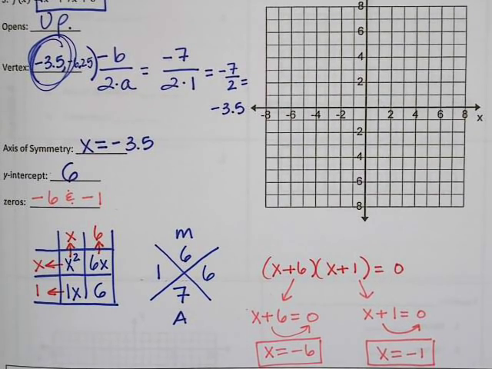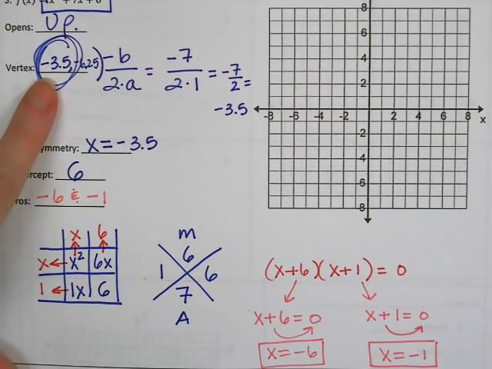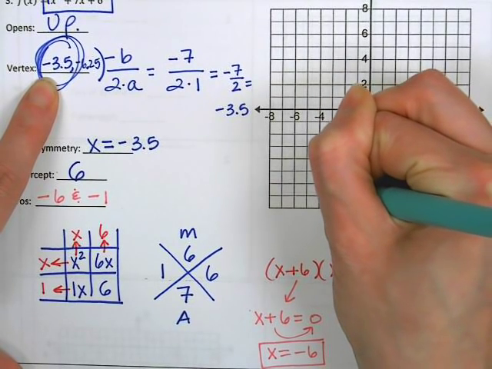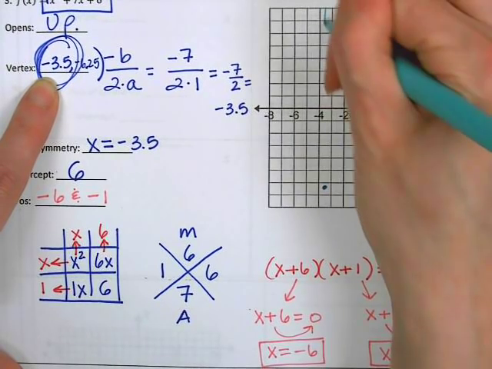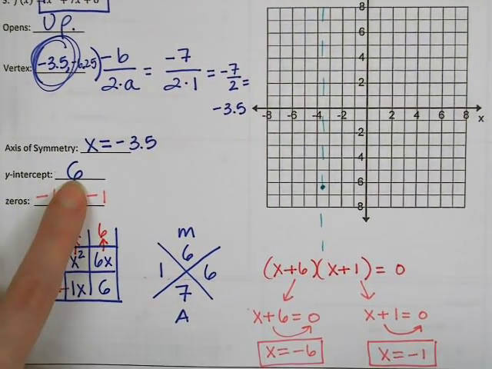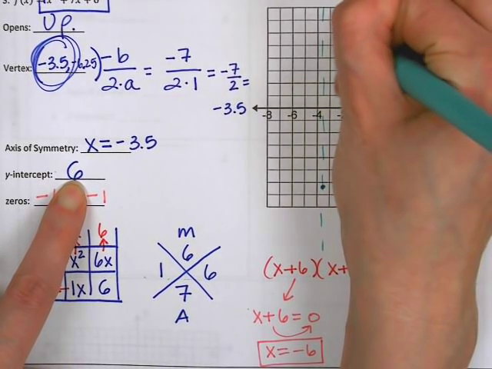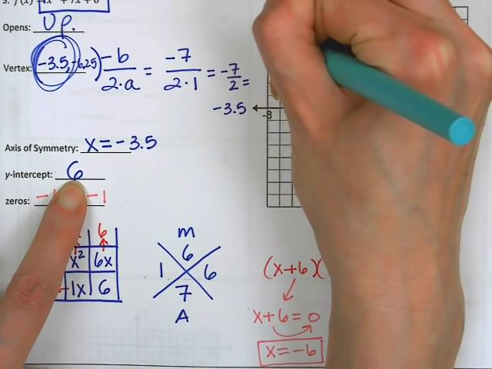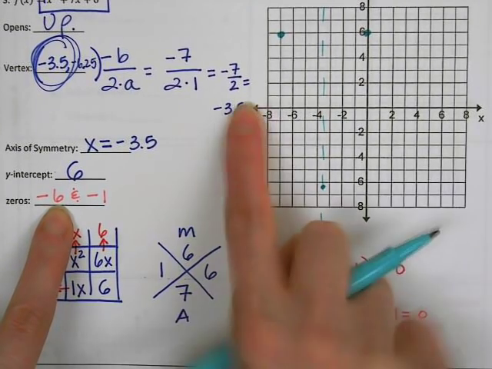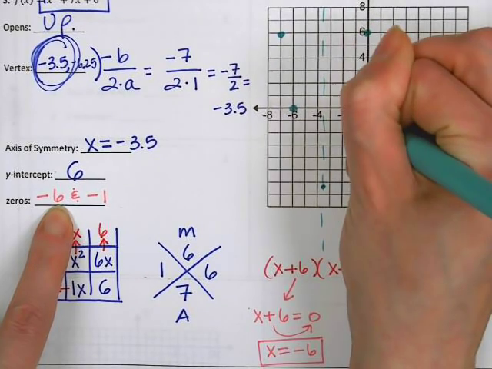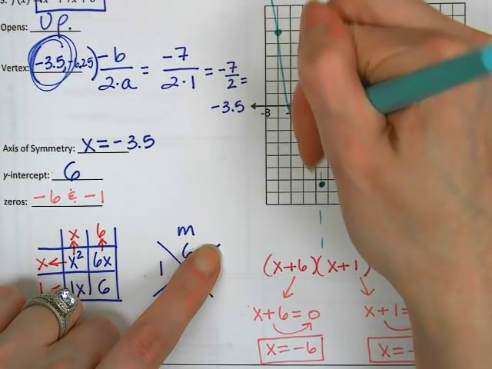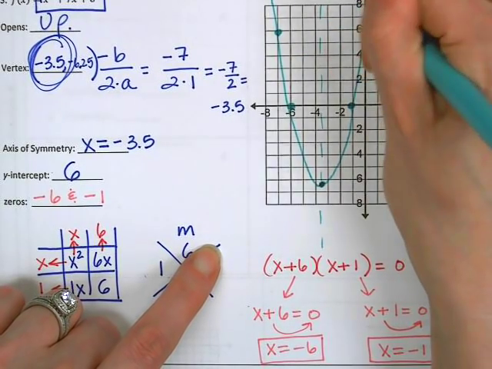Okay, let's plot all these points and let's see our parabola. So vertex at negative 3.5, comma negative 6.25 is like about here. We have our line of symmetry right down through the vertex. We have a y-intercept at 6, which means there's a free point on the other side of the line of symmetry. And then we have our zeros, or x-intercepts, at negative 6 and at negative 1. All right, so now we have 5 points to make a parabola. So if you connect the dots, these are the 5 key points of a parabola.